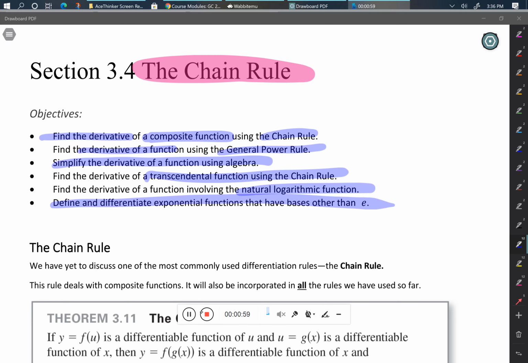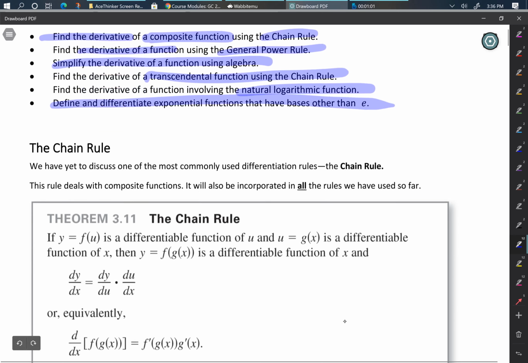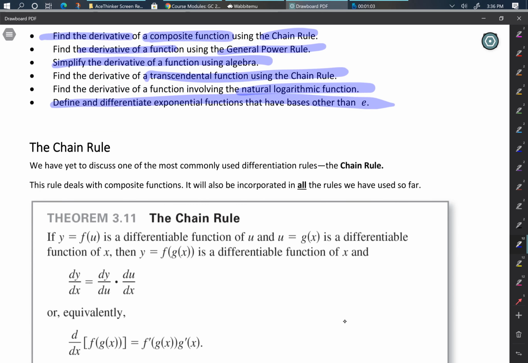All right, so the chain rule. It is one of the most commonly, if not the most commonly used differentiation rule. It deals with composite functions, so it deals with functions of the form f of g of x.